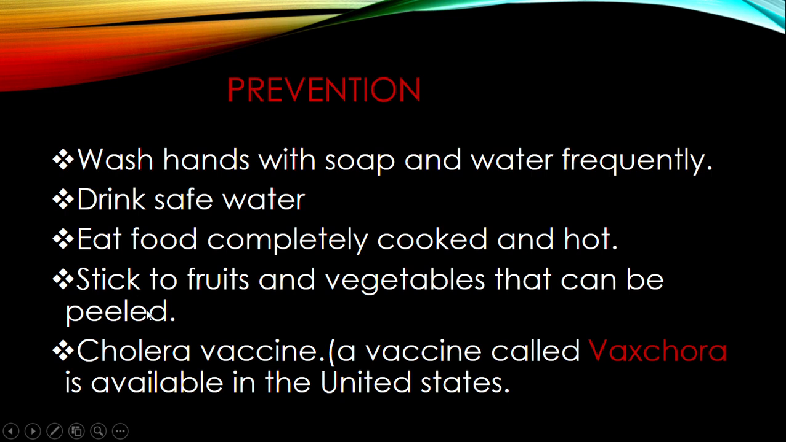Then we should stick to fruits that can be washed. Stick to fruits and vegetables that can be peeled. For example, bananas, because we are not eating the cover, the outer part of the fruit; we are able to peel it in order to eat the inside part. Those are the kinds of fruits that we should stick to this rain season.